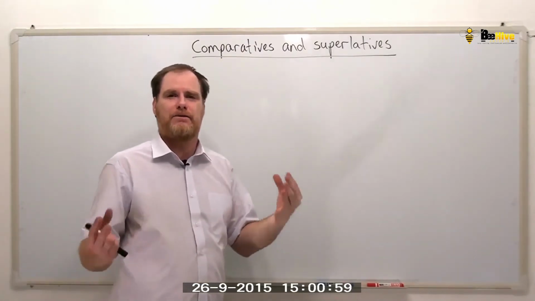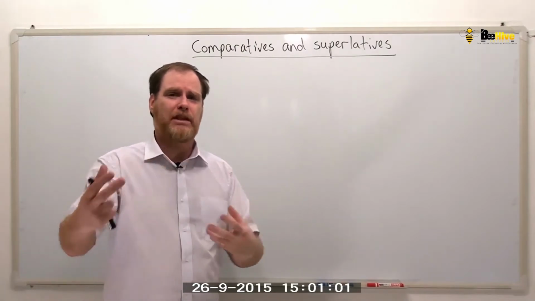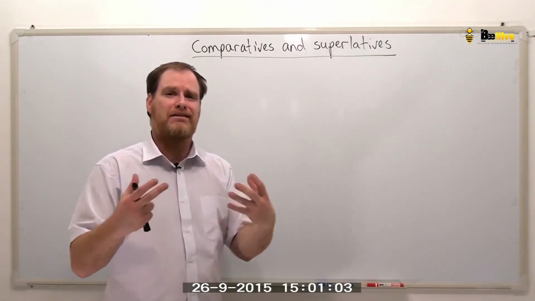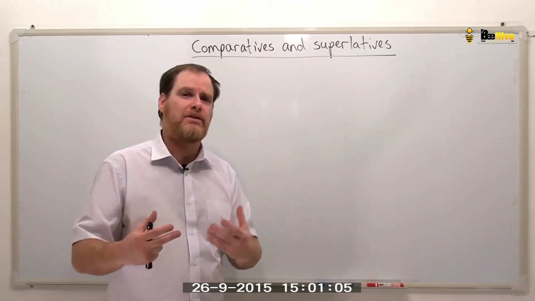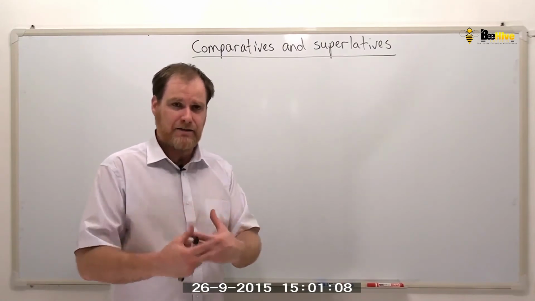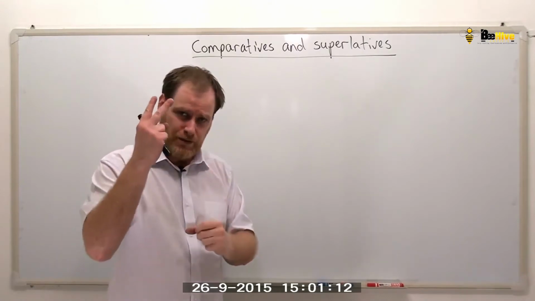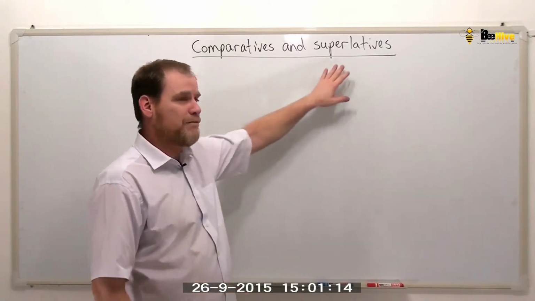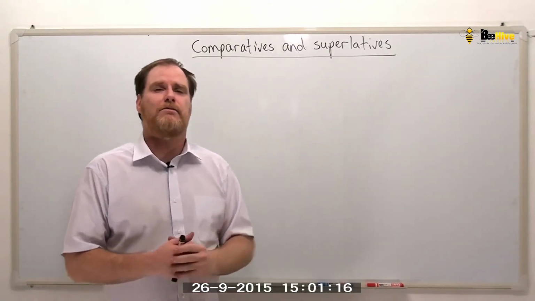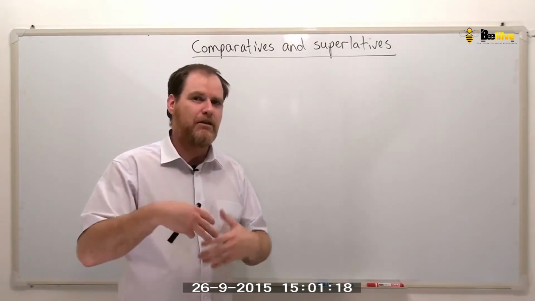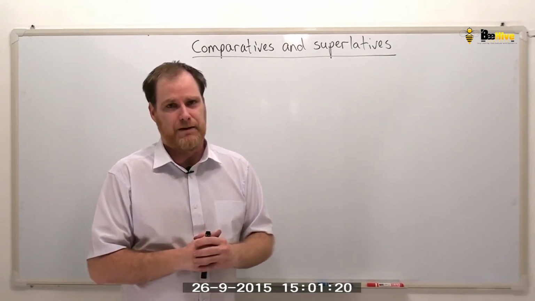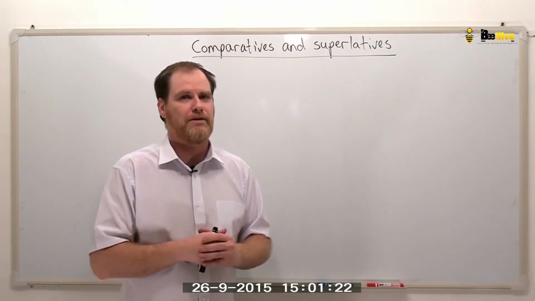So we know that to compare means if you have two things and you want to talk about some similarities or differences, you are comparing. So this is basically what a comparative does. It compares two things, okay? With superlatives, we use this to compare if we have three or more things to compare, okay? So three or more things to compare.